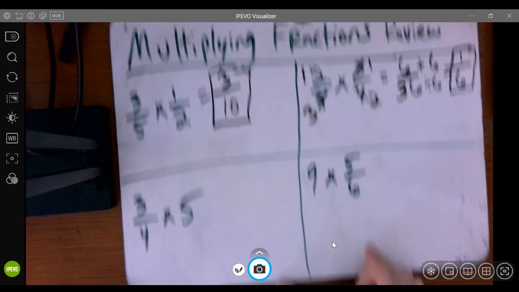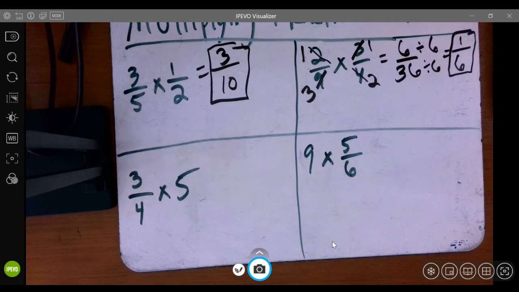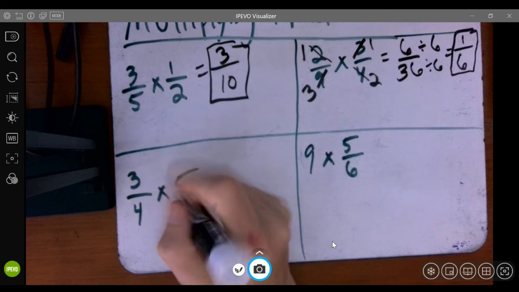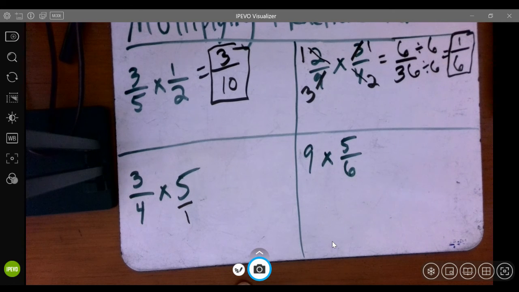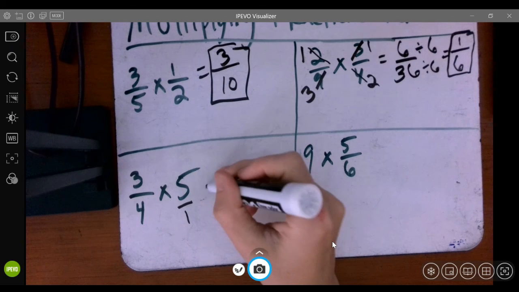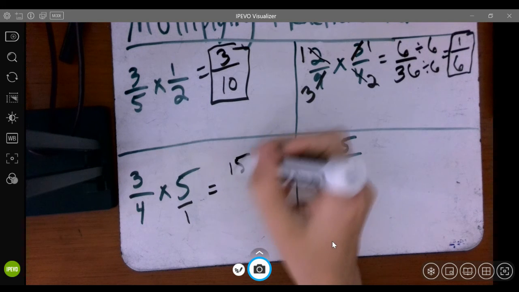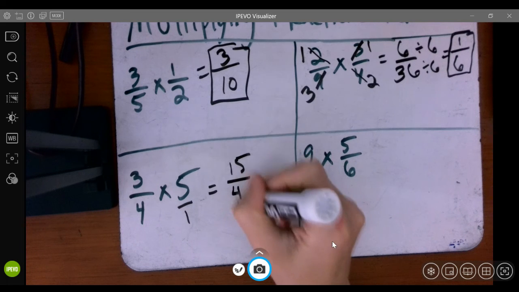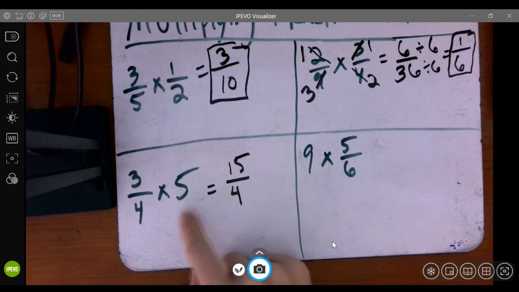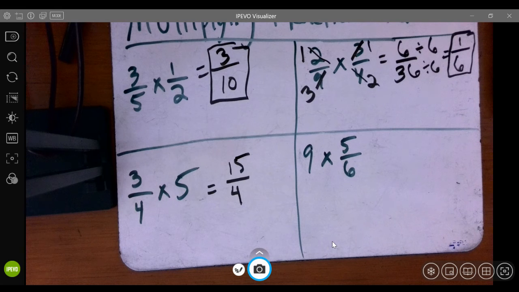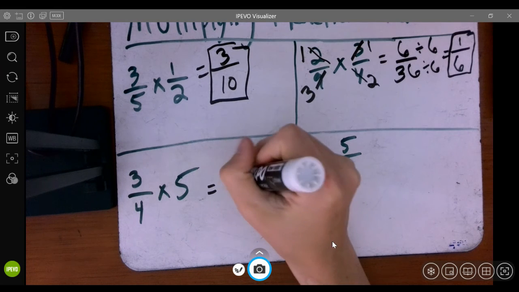And then when we're multiplying fractions by whole numbers, you can think of 5 as 5 over 1, 5 wholes, and do the same thing that we did in part 1. So 3 times 5 is 15, 4 times 1 is 4. Alternatively, you could have just kept the denominator of 4 and multiplied the whole number by the numerator. And so either way, it's 15/4.